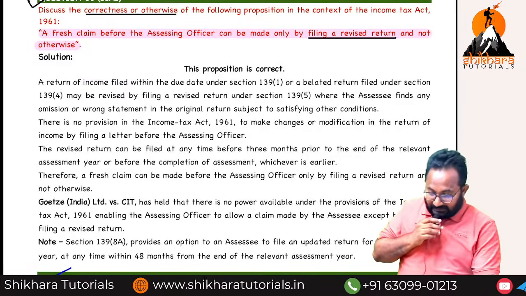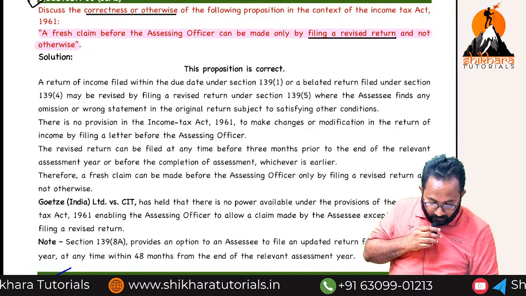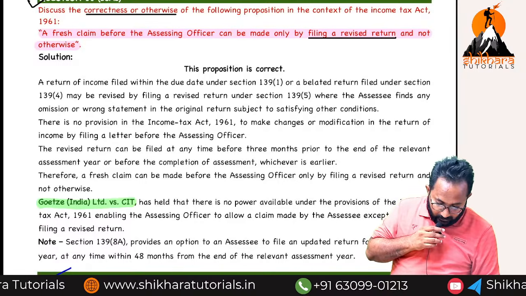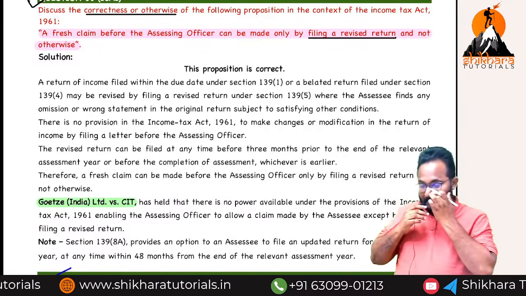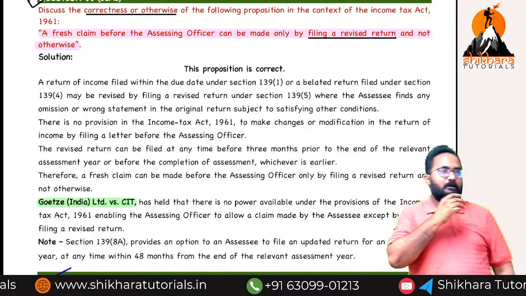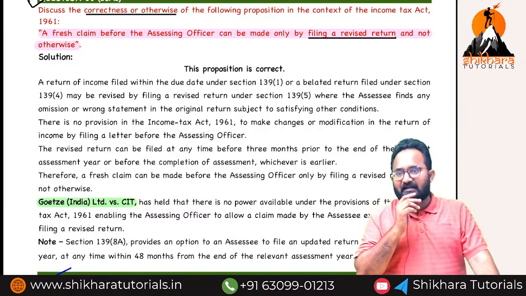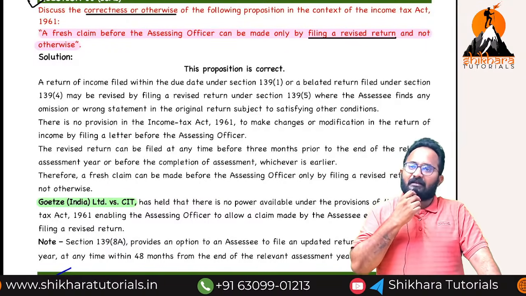Sir, this is decided in one case law. What is that case law? Goetze India Limited versus CIT case law. Sir, as of now, we discussed some case law names. What is our first case law?